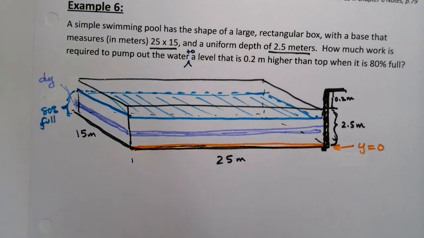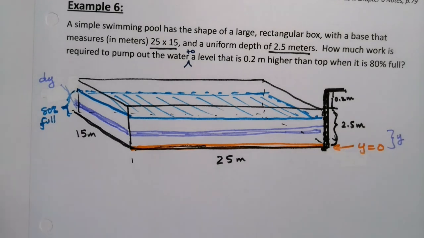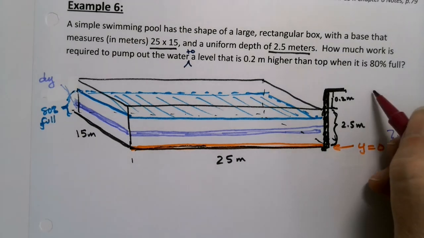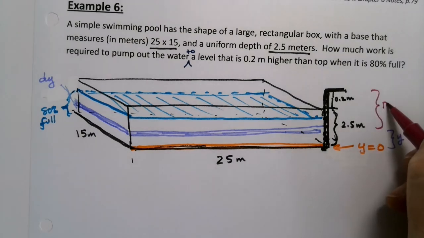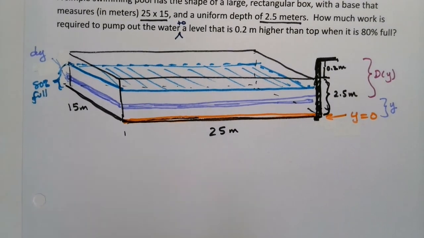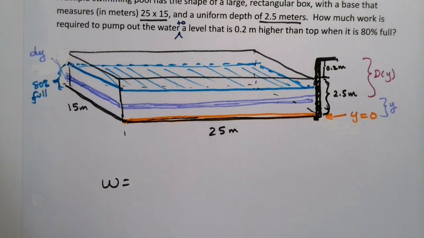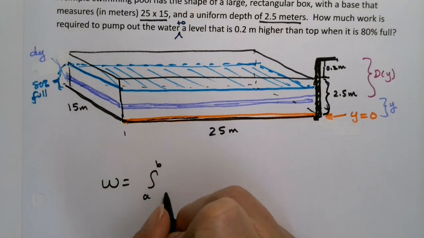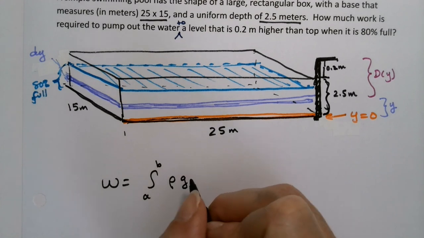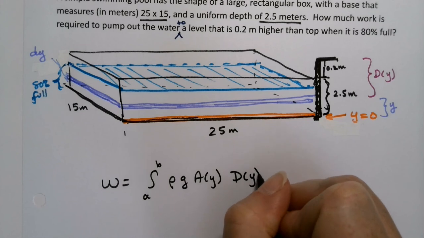So if I say that this little wedge of water is at y height, then how far does it have to go out? What's the distance the water must travel? That's d of y. All right, so let's put this together just a little bit. Work is equal to the integral from a to b of rho g A of y d of y dy.